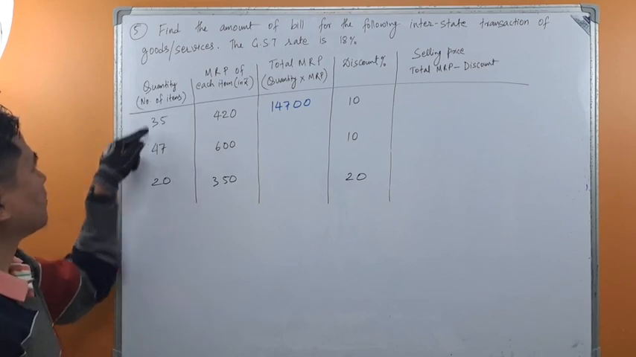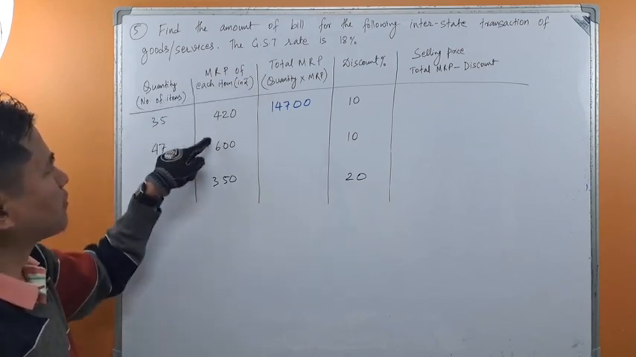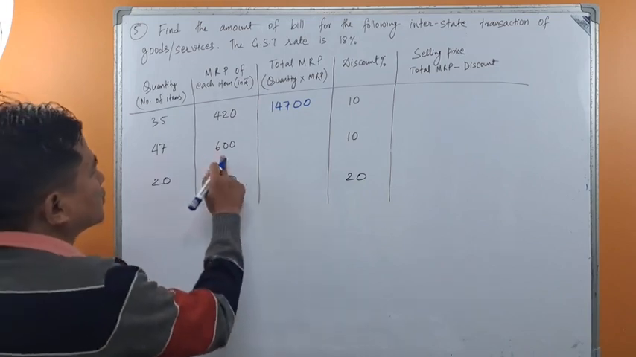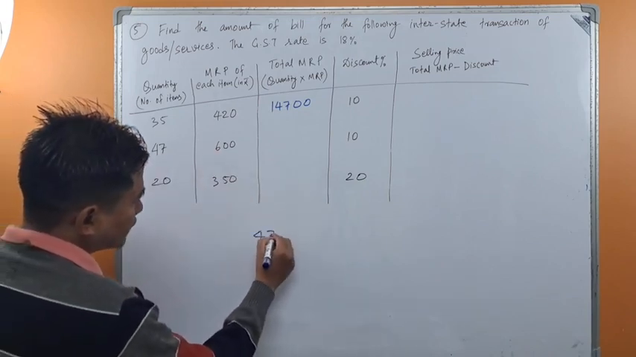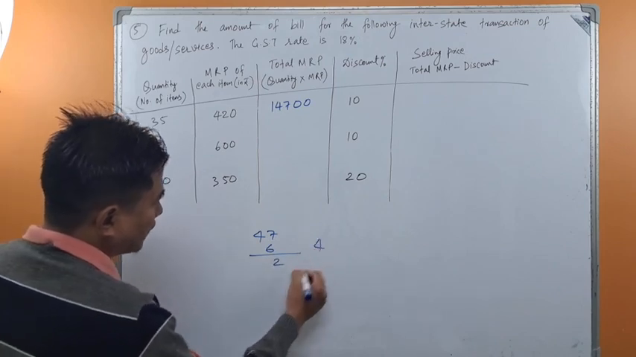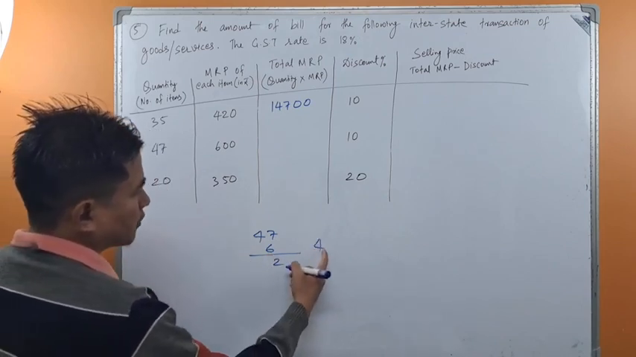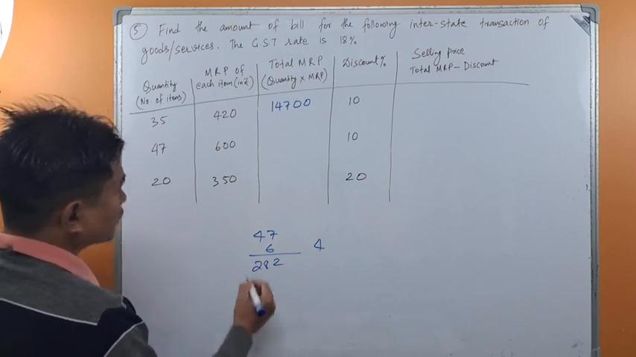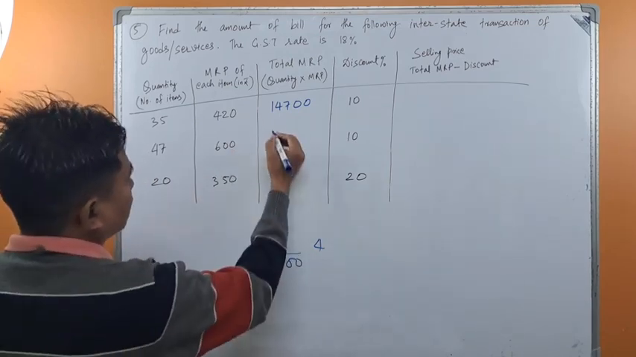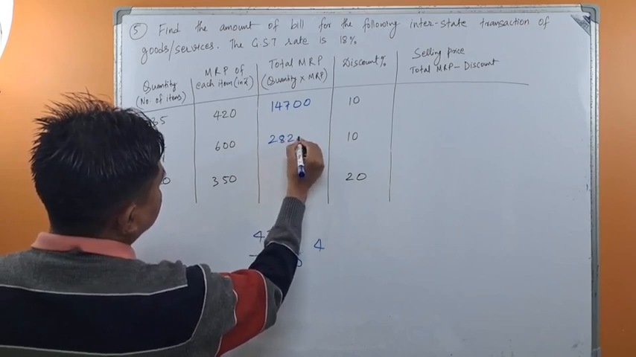Similarly, number of items is 47. MRP of each item is 600. So total MRP will be 47 into 600, isn't it? 6 7s are 42, 4 in hand, 6 4s are 24, 24 plus 4 is 28. So these 2 zeros we will write here, 28200.